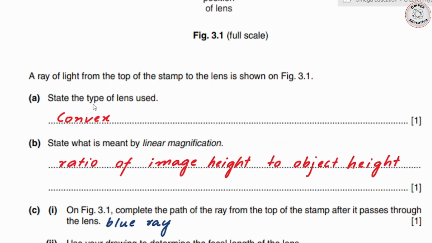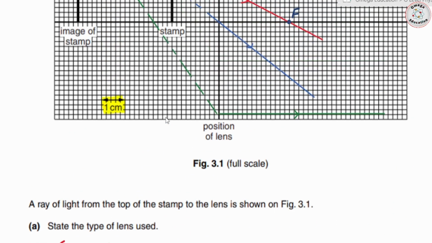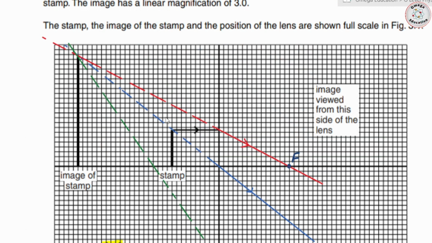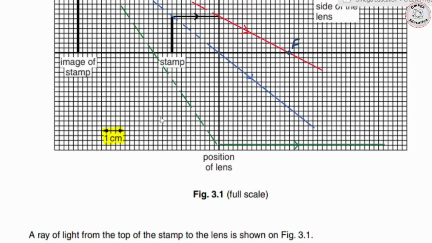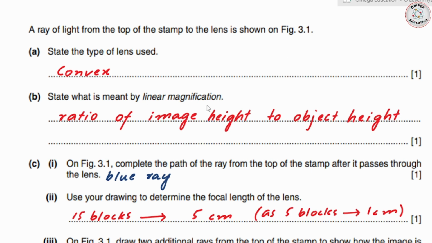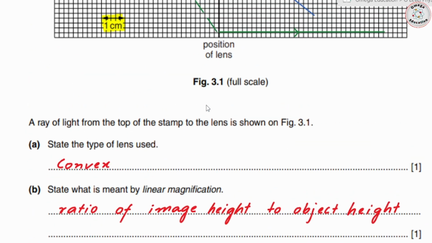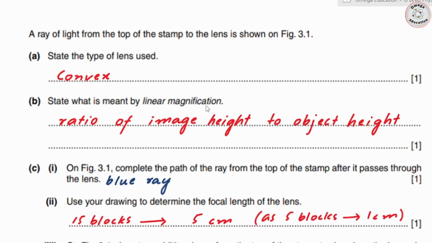A ray of light from the top of the stamp to the lens is shown on figure 3.1. State the type of the lens used. We have the convex lens over here, which is used to produce the image of the stamp. State what is meant by the linear magnification. Ratio of height of the image to the height of object. This is how we define linear magnification.